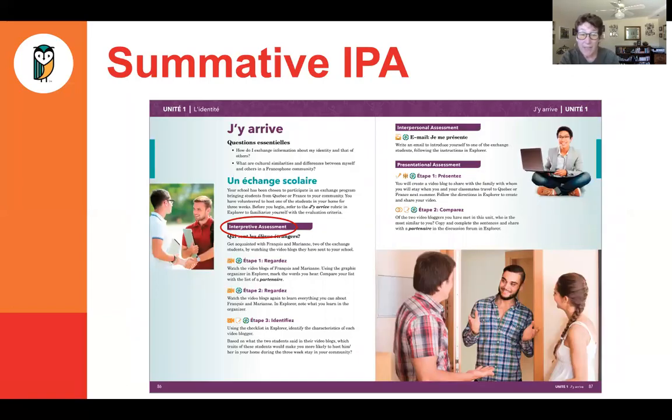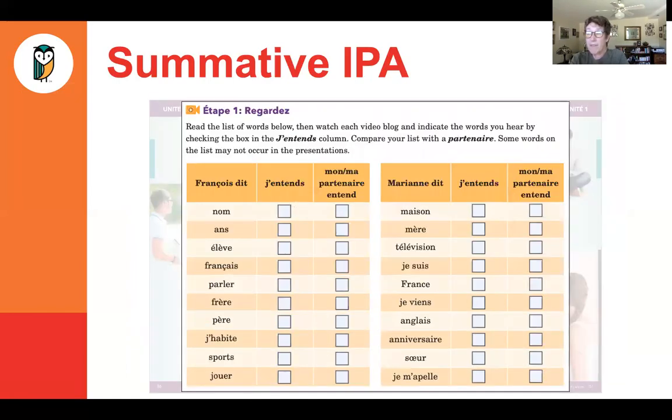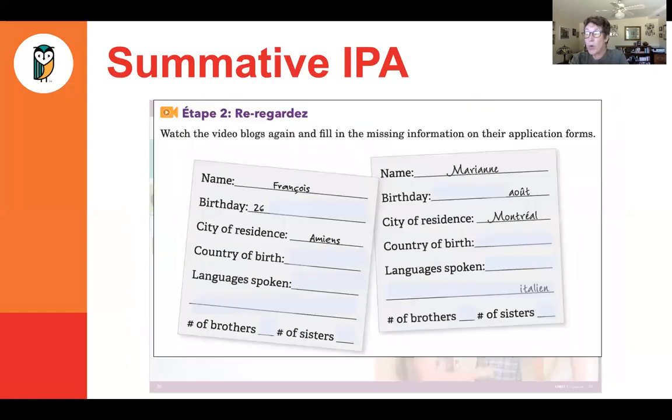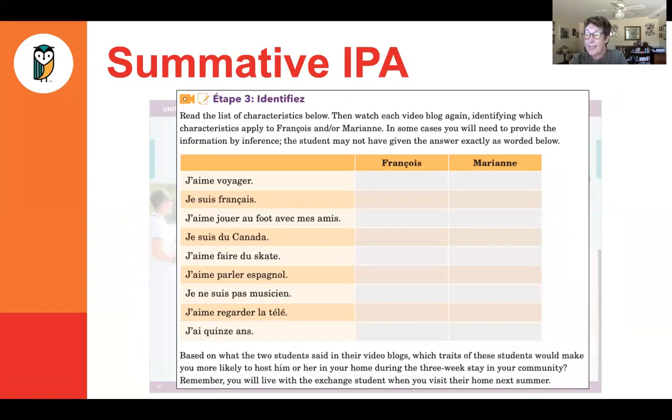Here are the activities that the student is asked to complete. First, they're listening for words that they hear in the video. Next, they are listening for more details and filling out the information cards on each student. And finally, they identify which teen each sentence refers to. So we're not asking students to understand every single word, right?